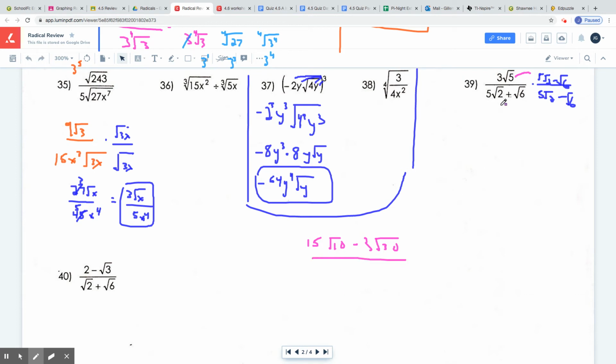The bottom, we have conjugates. So you just multiply the first, last. So 5 root 2 times 5 root 2 is 5 times 5 is 25, root 2 times root 2 is 2, which is 50. Then I get root 6 times root 6, which is 6. So I get 50 minus 6. Root 10, root 30, they're not the same. You can't combine them. You can't do anything else. They're broken down as much as possible. So the answer is 15 root 10 minus 3 root 30 over 50 minus 6, which is 44.